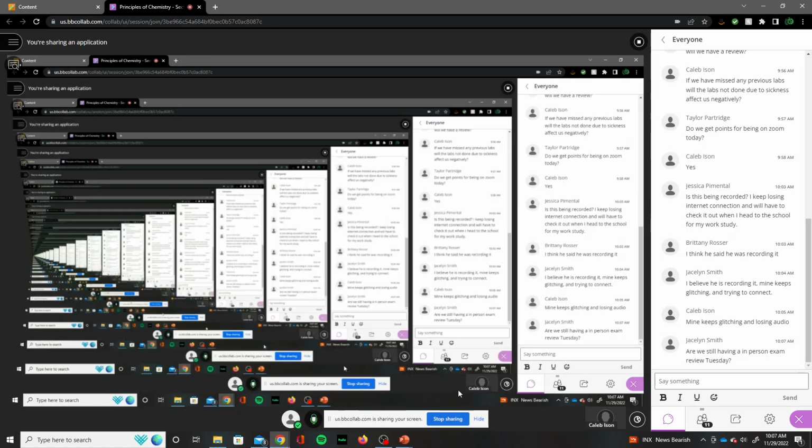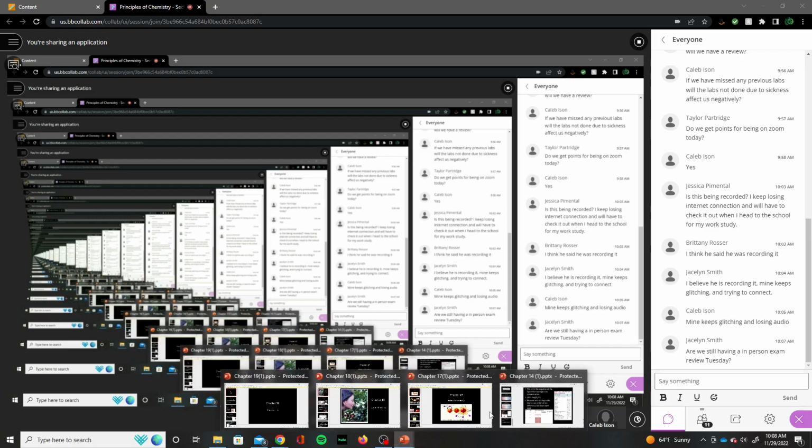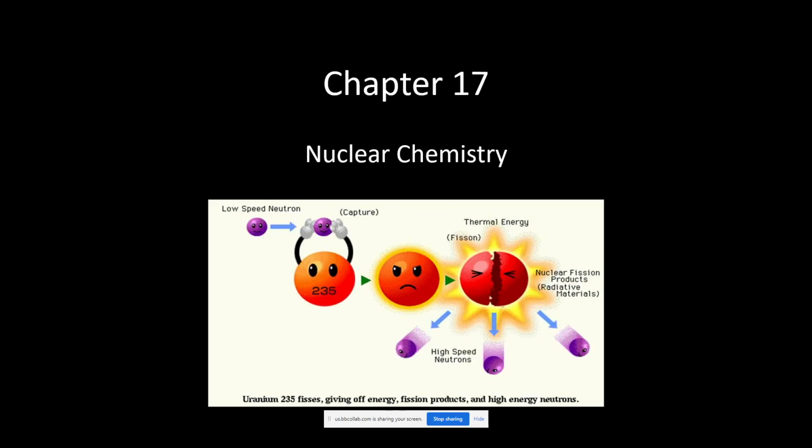Before we go on, I'm still having an in-person review. Yes, I will be there, assuming I'm not sick. I will still be there next Tuesday. It is by no means required. It is finals week, so I can't really require you to do anything except take the final. But if you want to have an in-person review, you are more than welcome to come by and we'll work on some stuff. But for now, nuclear chemistry.